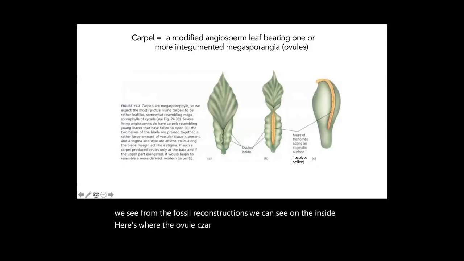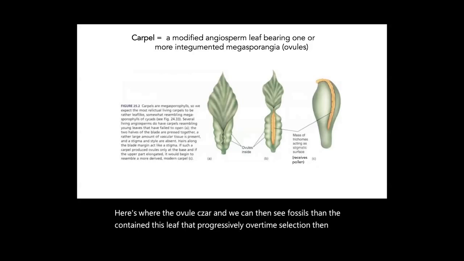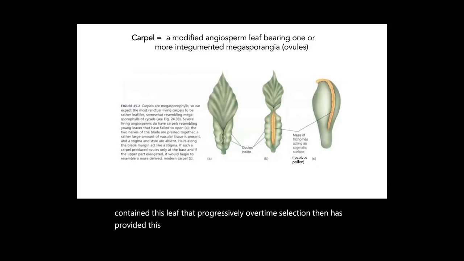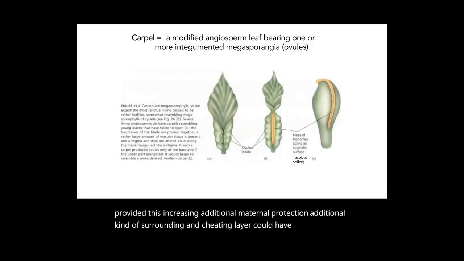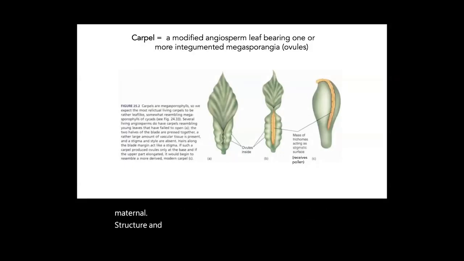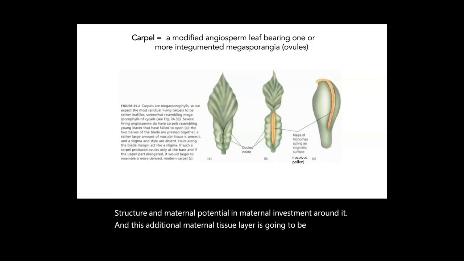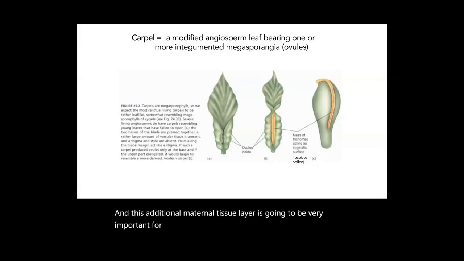And we can then see fossils that contain this leaf, where progressively over time, selection has provided increasing additional maternal protection, an additional surrounding and sheathing layer, kind of burying the ovules on the inside of mom. Okay, so we have this additional maternal structure and maternal investment around it. And this additional maternal tissue layer is going to be very important for the development of fruit.